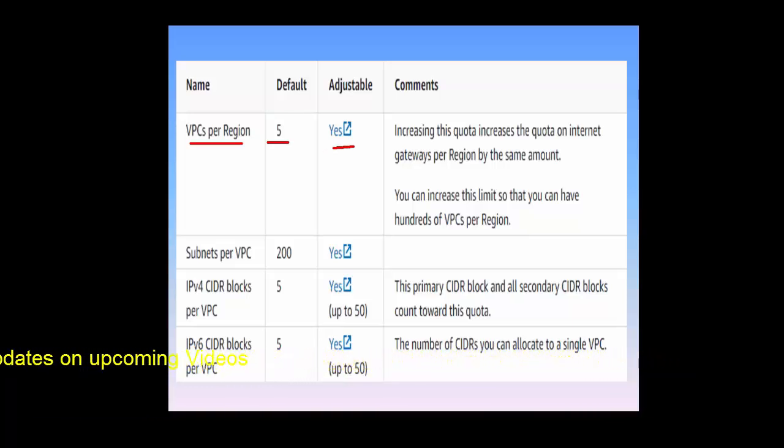Adjustable, yes. By requesting Amazon, you can increase this limit. But in one region, you can create 5 VPCs by default. Go to a second region, create 5 more if you don't have any problem. Otherwise, by requesting, you can do that. I have written in the comment also, you can increase the limits so that you can have 100 VPCs per region also, no problem in that.